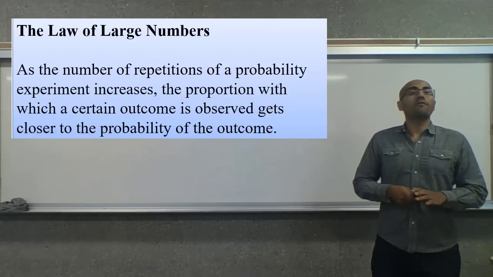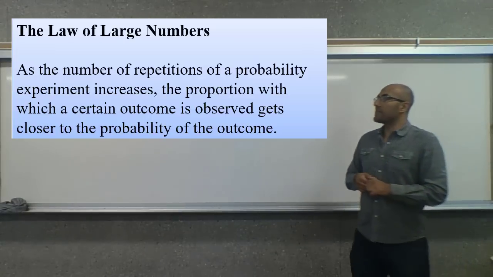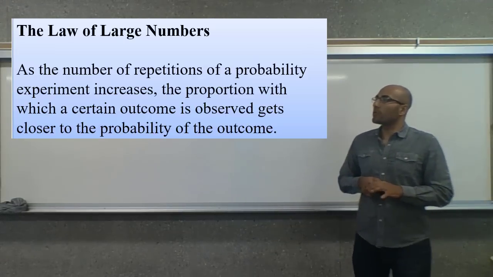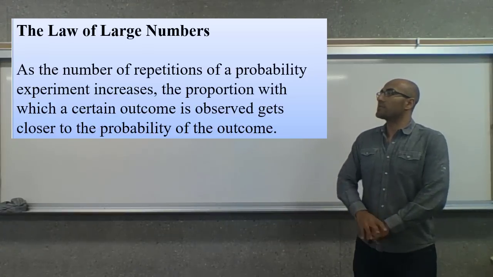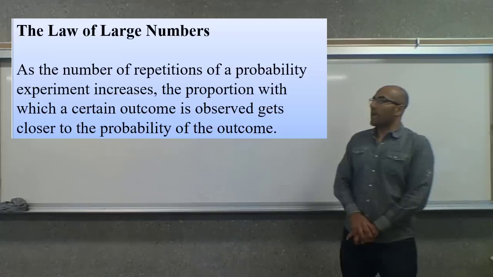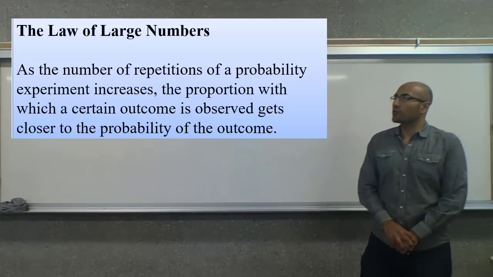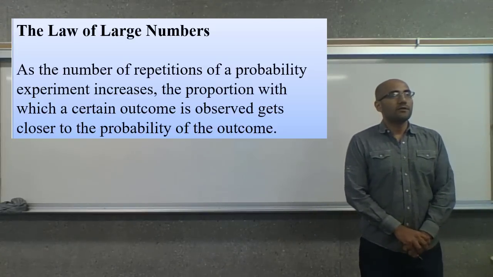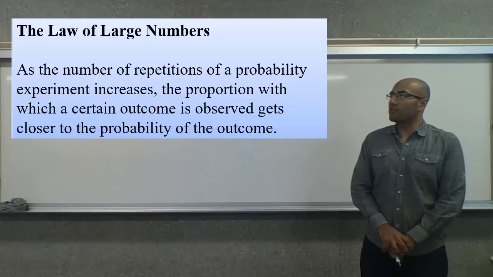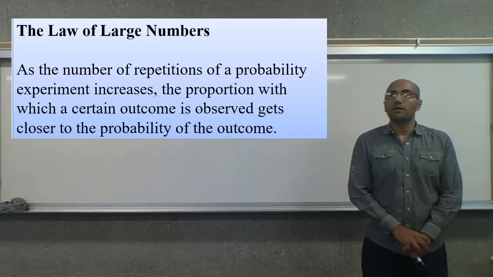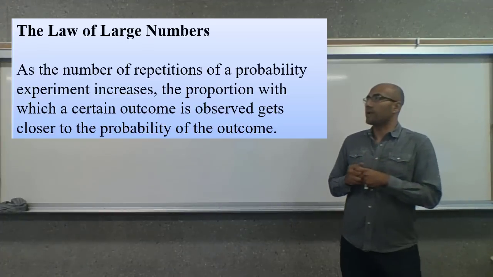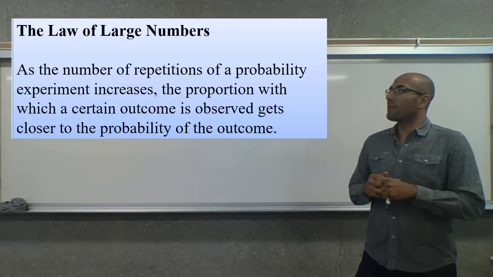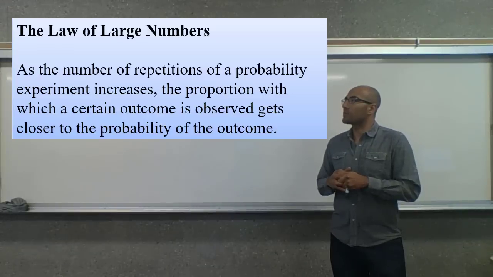So the law of large numbers, I'm sure you've heard that many times before. As the number of repetitions of a probability experiment increases, the proportion with which a certain outcome is observed gets closer to the probability of the outcome. So that's the technical definition of the law of large numbers. But I'm not sure if that really clicks in yet, right?